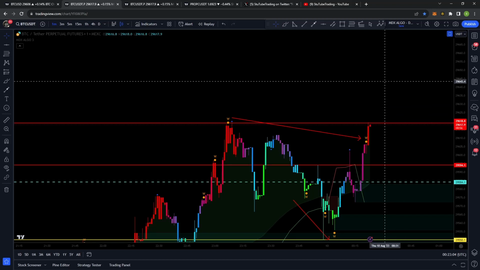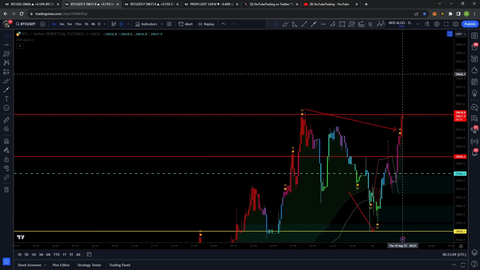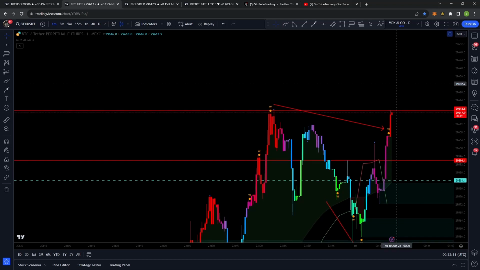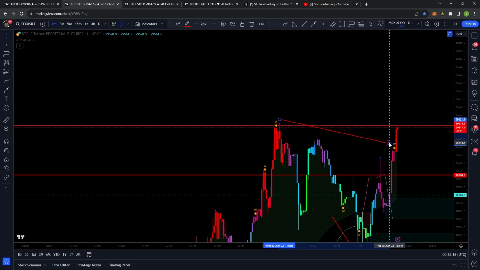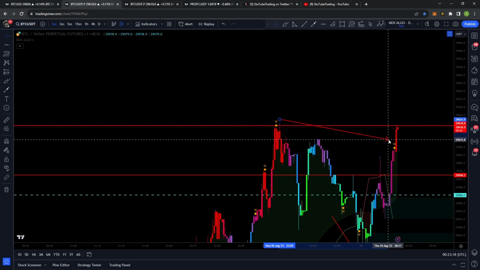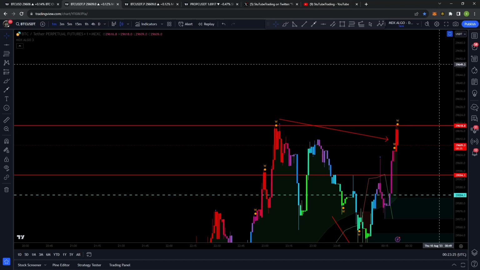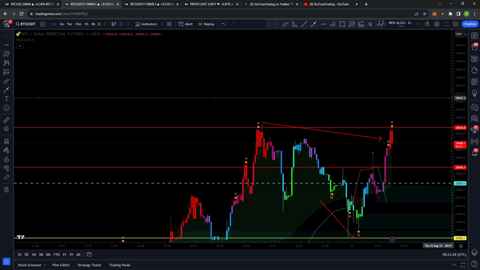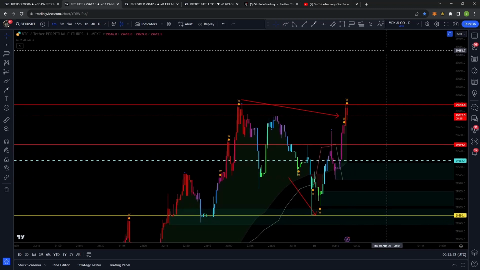Yeah, at this point, I think we'll probably break this, even if it's just a wick. I would not be too surprised to see a failed break at this point, since we closed so close to that level. Get a little volatility going here.